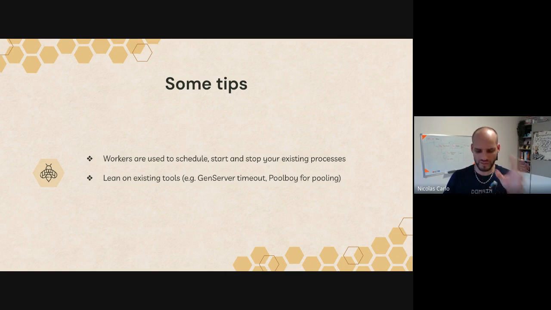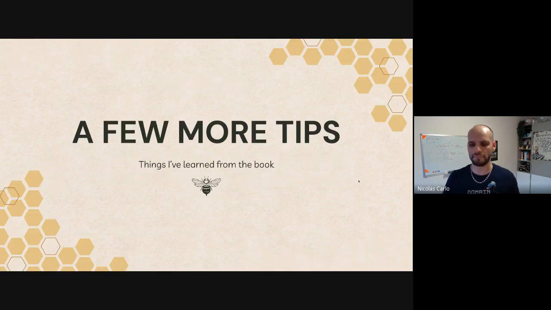As we saw here in the boundaries, the life cycle and the workers, in general, you don't need to go too low level. Just lean on the abstractions that are given to you. So the GenServer, but if you're using Phoenix, use Phoenix. If you need pooling, there are libraries for that, like Poolboy. Just don't do them manually. A few more tips.